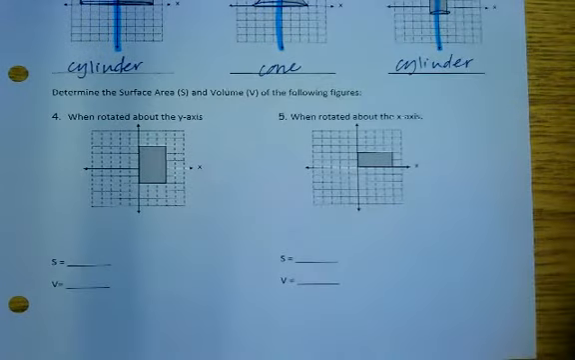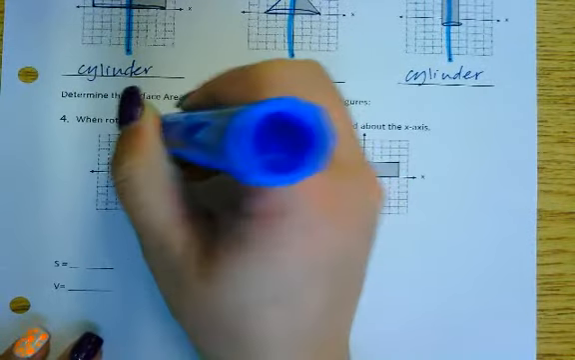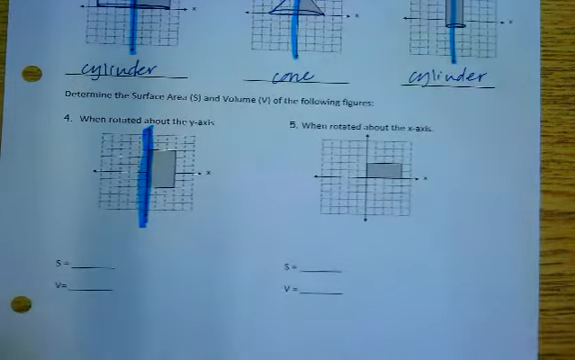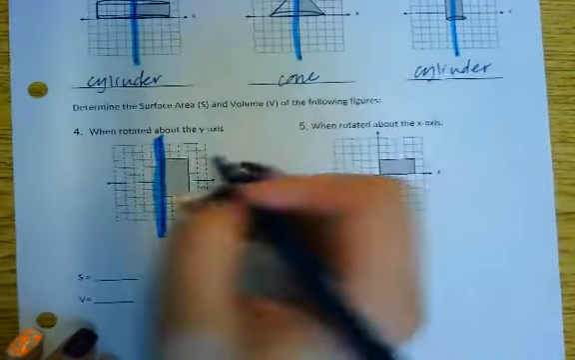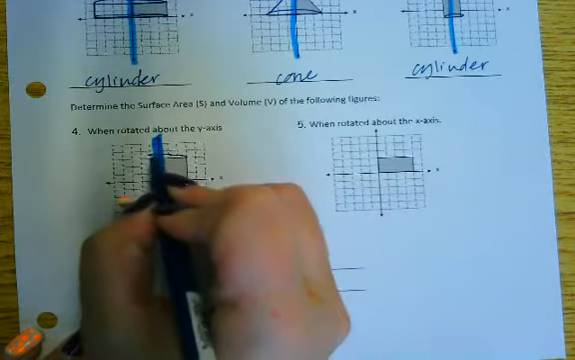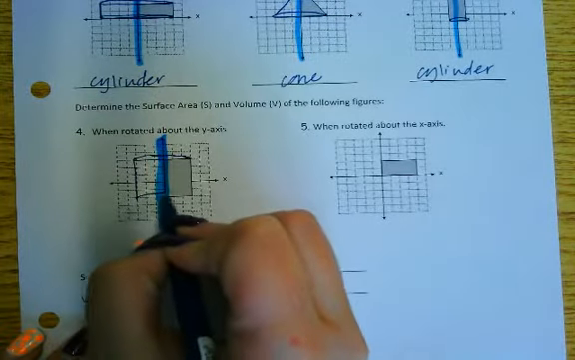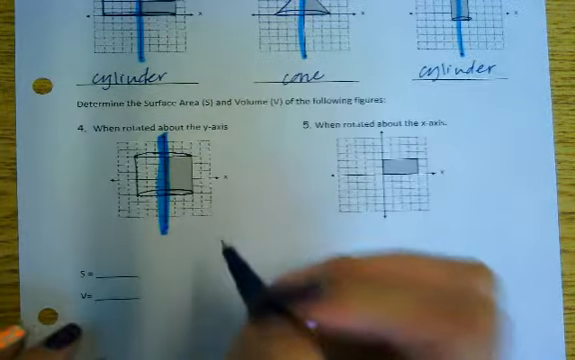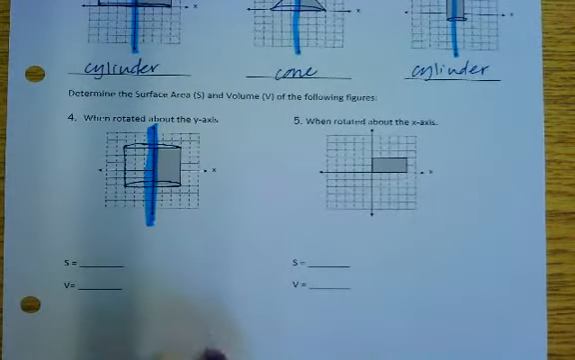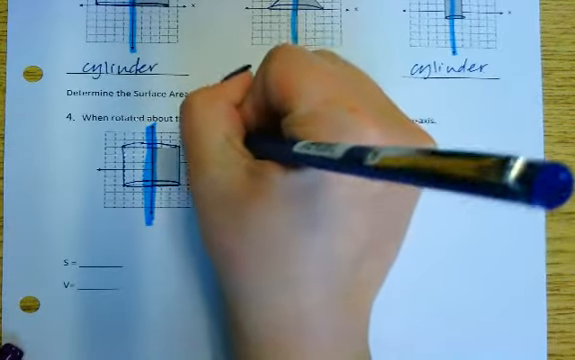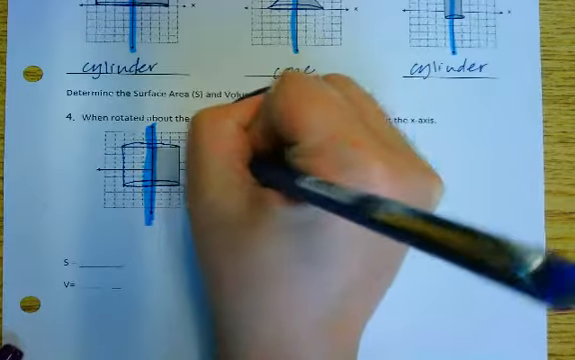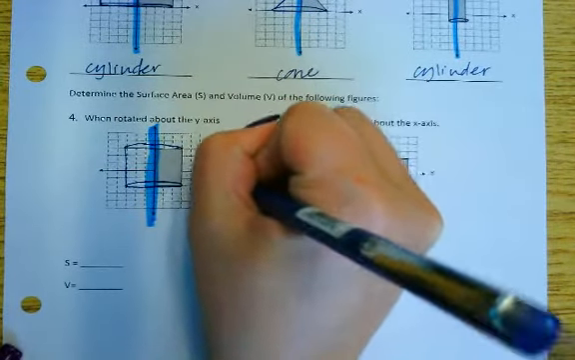Okay, number 4. When rotated about the y-axis, determine the surface area and the volume. So highlight your axis so you don't mess up. Okay, draw your figure. It wants to know the surface area and the volume, so get in the habit of first listing everything you know. Your R, your H, capital B.